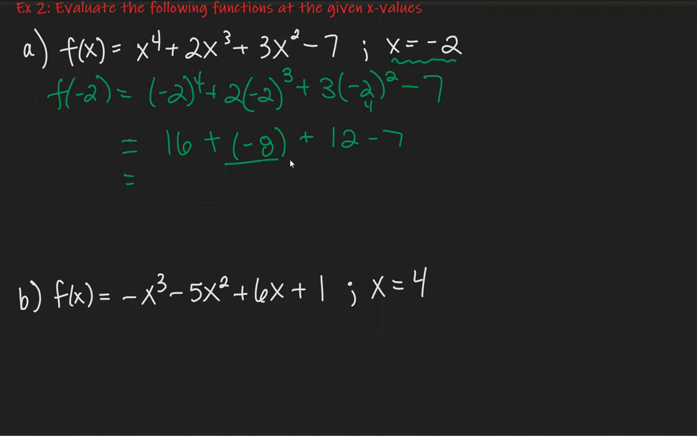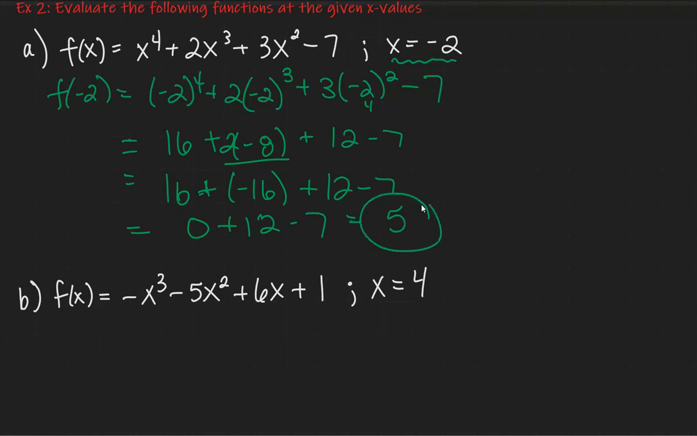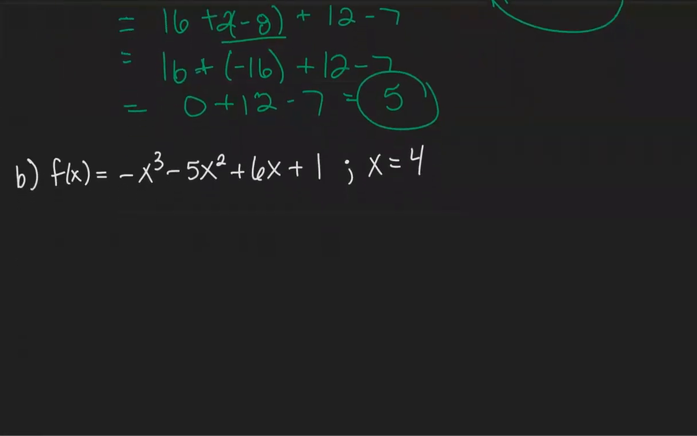My apologies, in this term, we still have to do this 2 out in front. So 16 plus 2 times negative 8, that's negative 16, plus 12 minus 7. 16 plus negative 16 is 0, plus 12 minus 7, that's going to be equal to 5. So f of negative 2 equals 5. Awesome. All right, one more example of this.